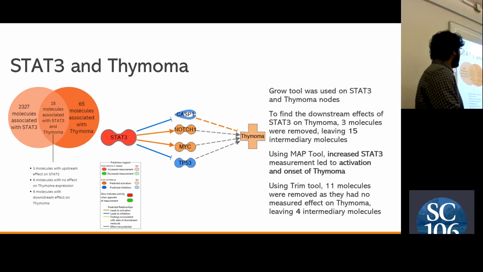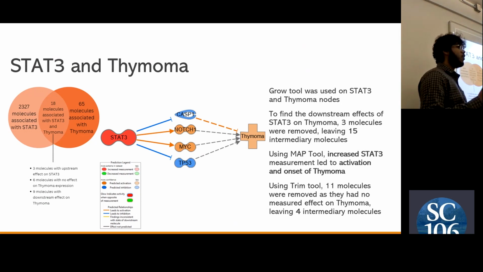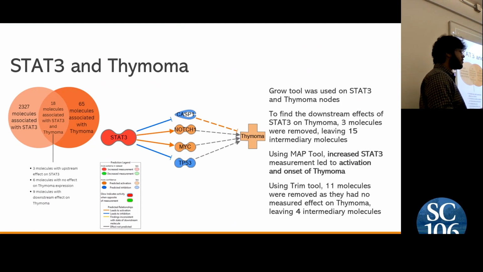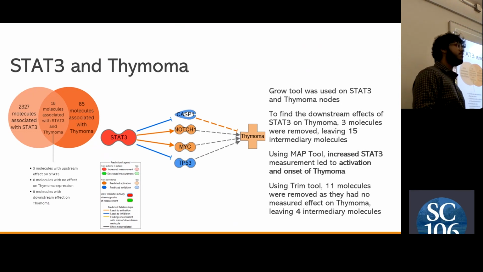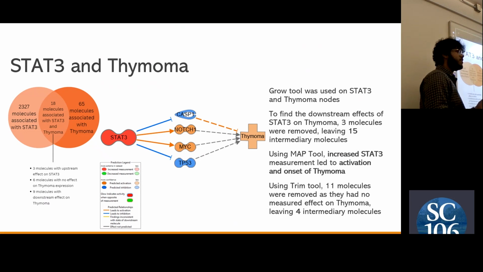Then I used the GROW tool on STAT3 and thymoma, and I found, using the PathExplorer tool, 18 overlapping molecules. 3 of these molecules were removed as they had that upstream effect on STAT3. And using the map tool, I increased STAT3 measurement, which led to that overall activation of thymoma. Using the TRIM tool, I removed 11 of these intermediary molecules because they had no measured effect on thymoma expression.